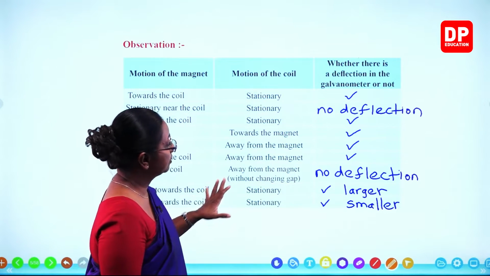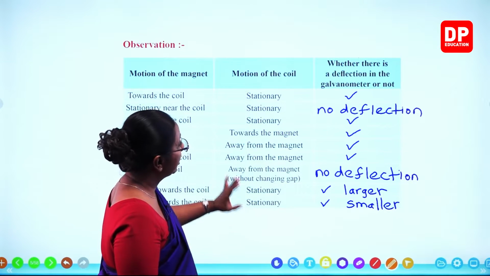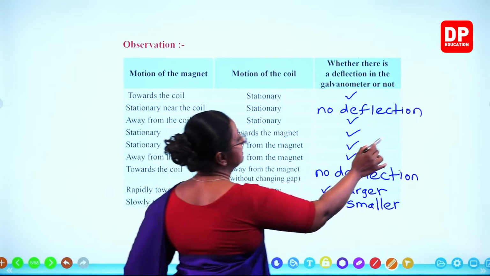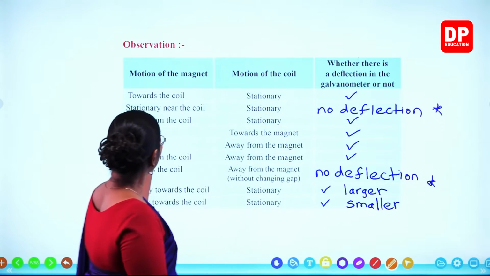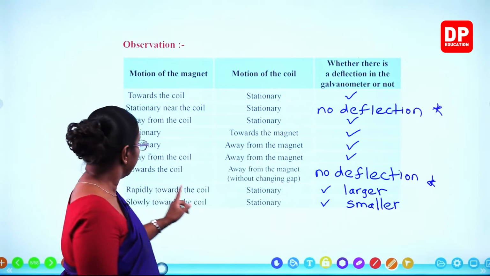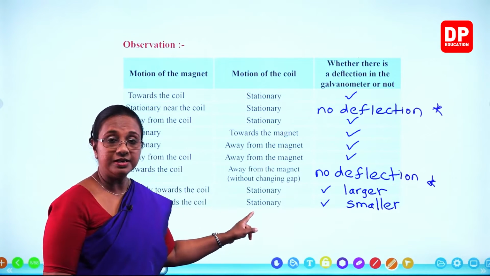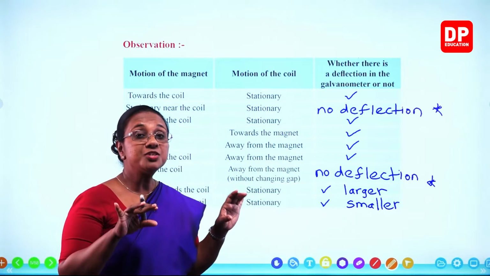So from these, what can you understand, students? From all these observations, like I told you all, look at the instances where there was no deflection. Here, the magnet was stationary, the coil was stationary. Here there is movement, but for both of them, the gap was the same.